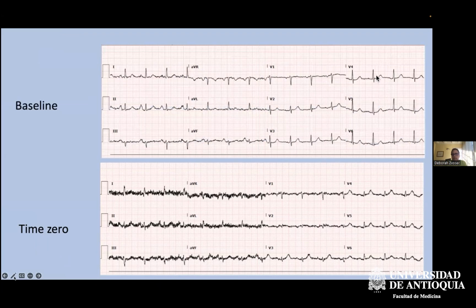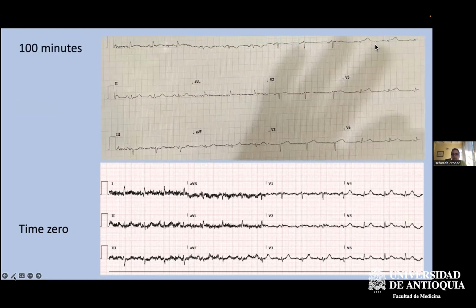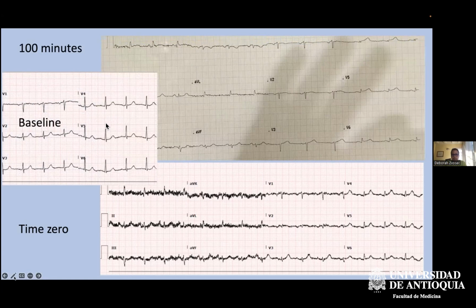And there's the difference. See, there's nice R wave amplitude here, which is gone here. T waves are smaller here than here. So these are hyperacute. These are not hyperacute. Now he got another EKG 100 minutes later. Again, massive hyperacute T waves. That's a tiny QRS there. And again, compare it to the baseline.